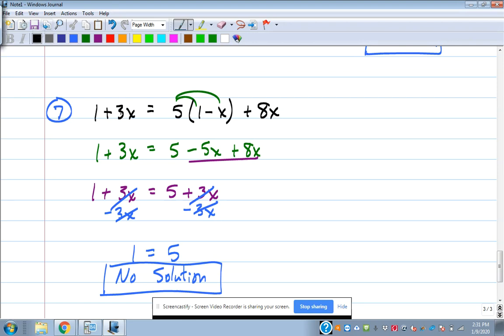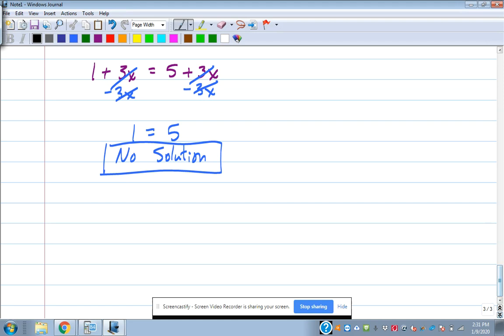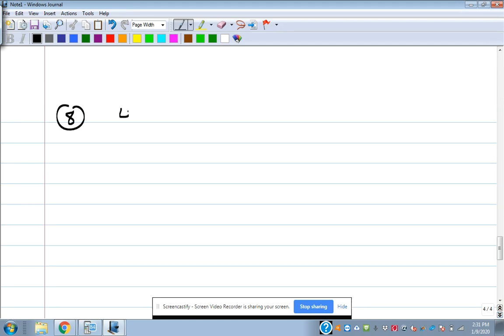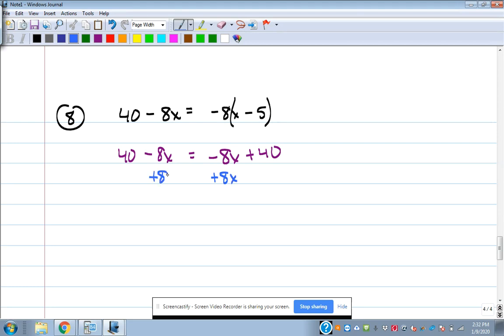Let's look at number 8 here and see what the difference in it and 7 was. 40 minus 8x equals -8, parentheses, x minus 5. Distribute would be again the first step. And then when I get the x's together, they cancel each other out, and I'm left with 40 equals 40, which is true. And that's where you say it's all real numbers.